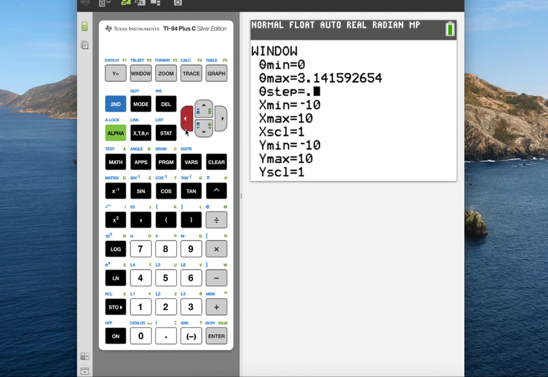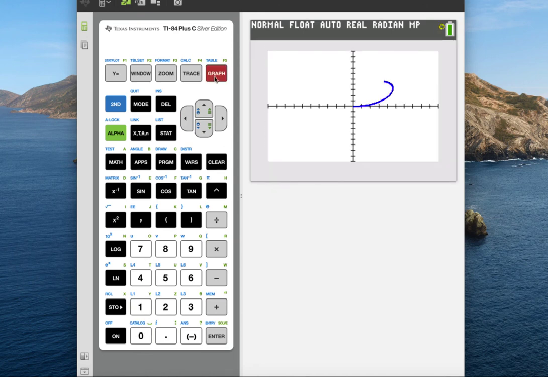Just understand that, like, if you did something like this, 0.001, and you hit graph, it's going to take a lot longer to graph because it's putting little pixels down more and more often. Okay, so that's the thing you got to sacrifice. But the smaller your theta step, the more precise your graph is going to be.